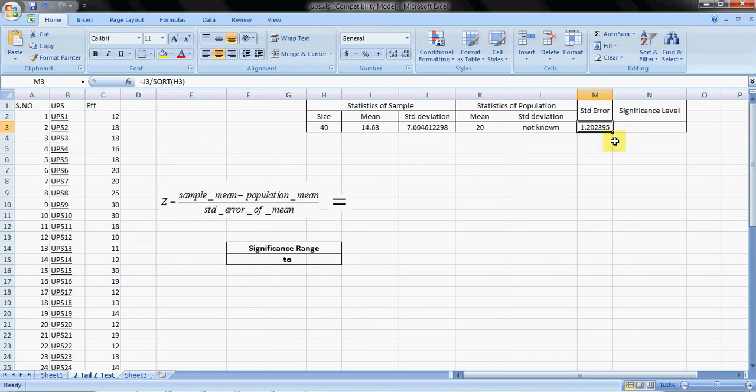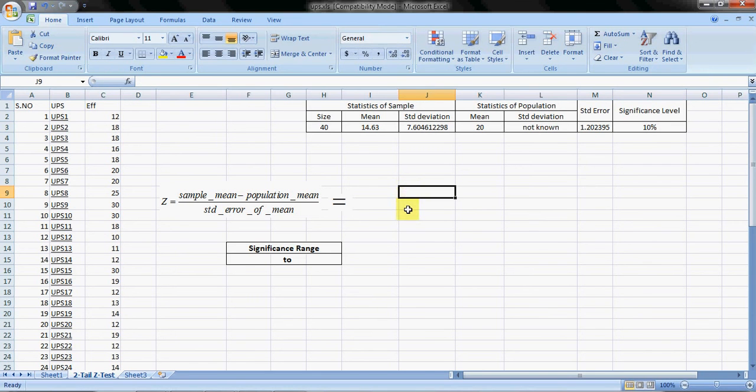Now, at which significance level do you want to test the hypothesis? Say, for example, we need 10%. So now let us perform the Z-test. To perform the Z-test, you need this kind of statistic: the sample mean minus population mean divided by the standard error of the mean. So let's go through.